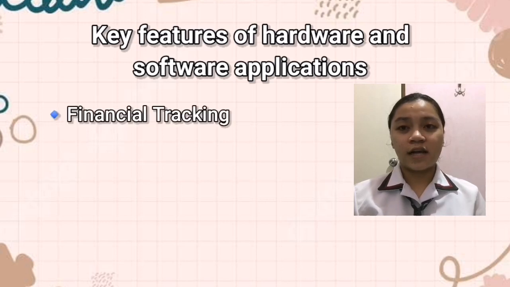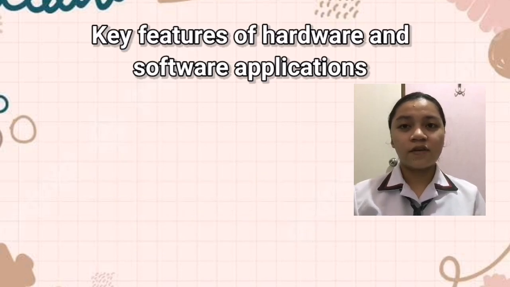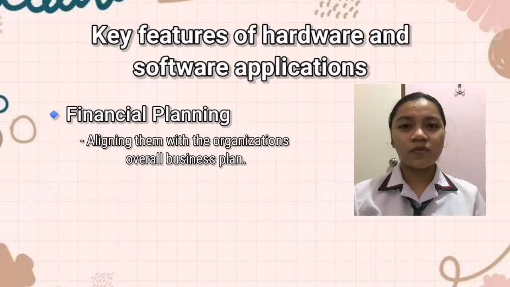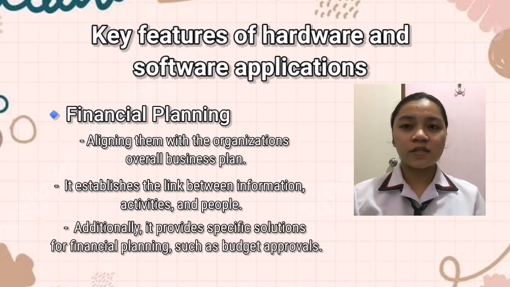First, financial tracking. It improves transparency and provides complete real-time control, with customizable dashboards, reports where you can set specific parameters to display, and relevant notifications sent to the right people in context. Second, financial planning. Aligning with the organization's overall business plan, it establishes the link between information, activities, and people. Additionally, it provides specific solutions for financial planning such as budget approvals.